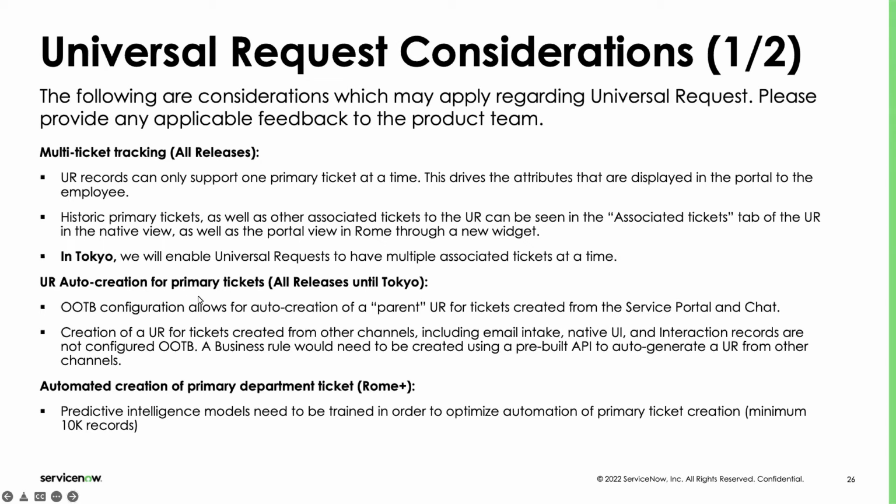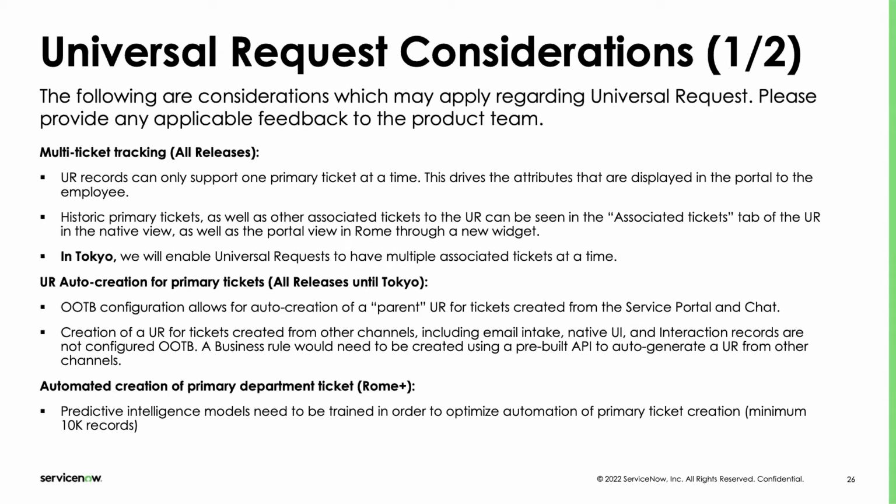UR auto creation of primary tickets: yes, you can do that. You can suggest which is the right department for the ticket, and you can also configure UR to make sure that it creates the right department ticket. For example, if an employee has created a request saying they need more information around benefits, you for sure know that this is an HR request. And the ML model that we have can also predict the right service for this.